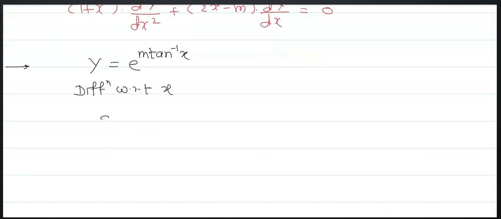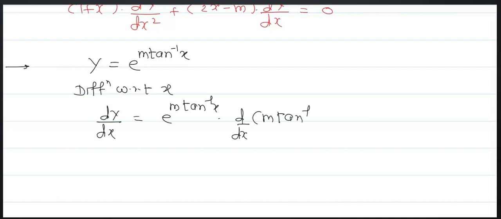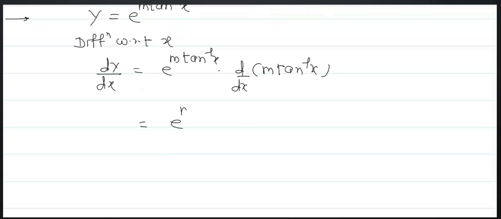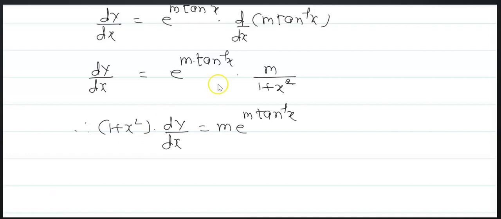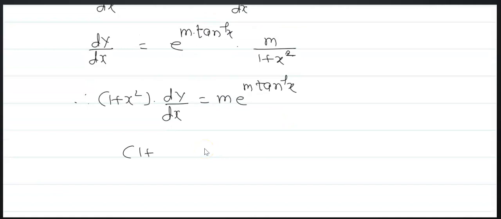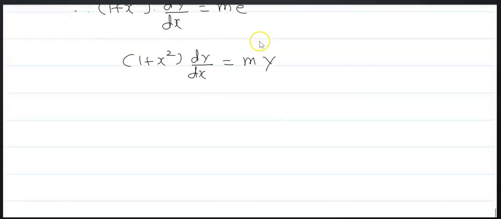Therefore, differentiate this with respect to x. dy by dx is equal to e raised to m tan inverse of x into the derivative of m tan inverse of x. The derivative of tan inverse of x is 1 upon 1 plus x square. Therefore, multiplying through, 1 plus x square into dy by dx is equal to m e raised to m tan inverse of x. So 1 plus x square dy by dx is equal to my, since the value of e raised to m tan inverse of x is y.